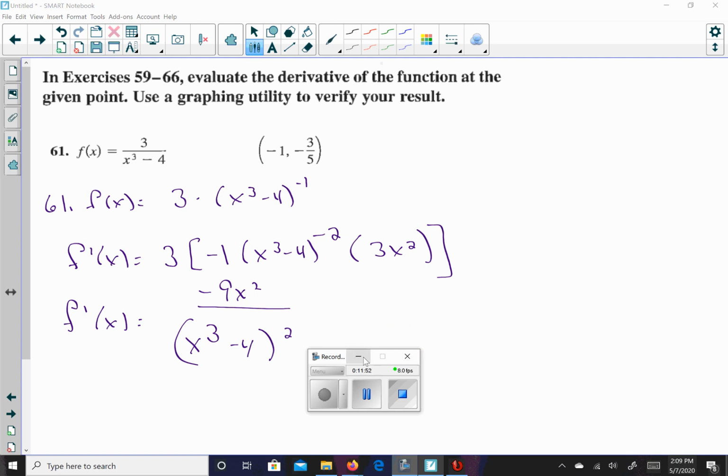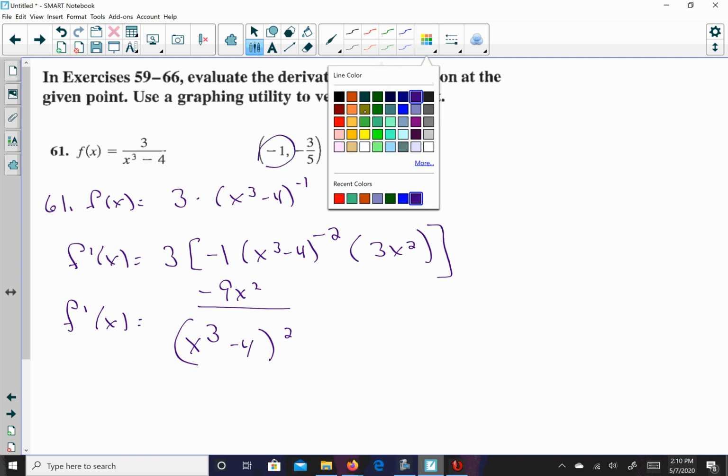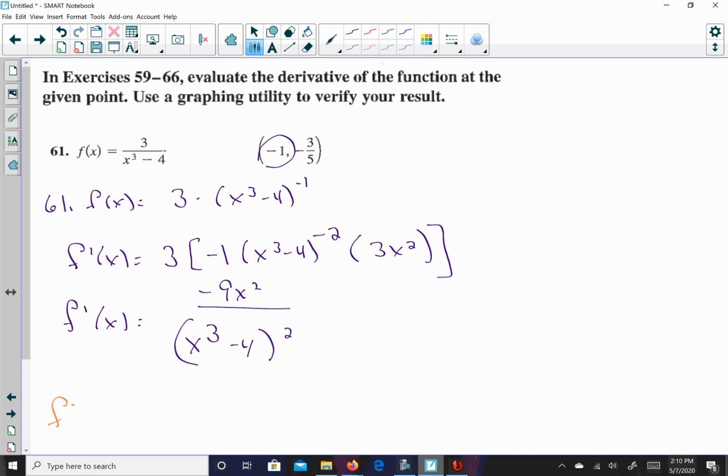And we are going to find, it wants us to evaluate the derivative at this point. So now I have to take that negative 1 and substitute it in. So to find the derivative at negative 1, I'm going to put negative 9 times negative 1 squared all over negative 1 raised to the third power minus 4, that whole thing squared. And when I do that, I get negative 9/25. So you can check this on your calculator.